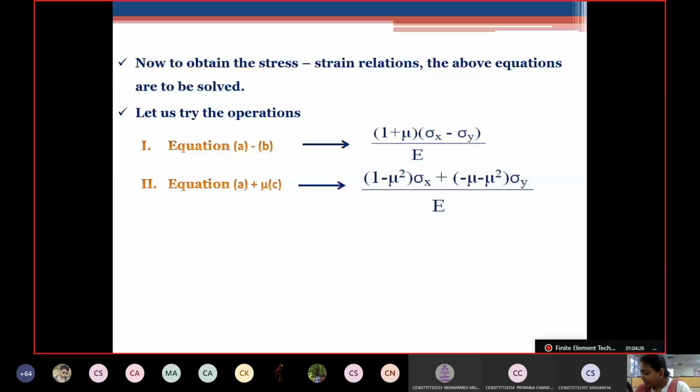By taking this operation in the second one, what we tried is to eliminate the stress term in z direction and get an equation in terms of normal stresses in x and y direction only. That is why we took equation A plus mu into equation C. Did we reach here?